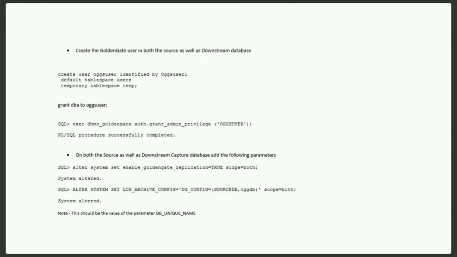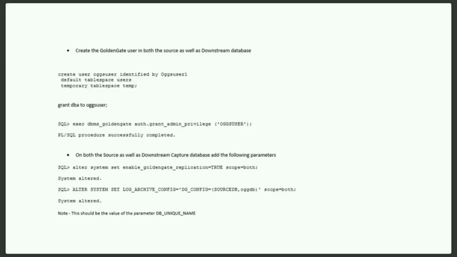We create the GoldenGate user. So that's pretty much common, even if I'm not using downstream capture. Just ensure that I need to create this user in the downstream capture database as well. So I have a GoldenGate user in the source, in the downstream capture, as well as in the target. So that's a bit different. And also run the dbms_goldengate_auth to grant the admin privilege to the GoldenGate user.